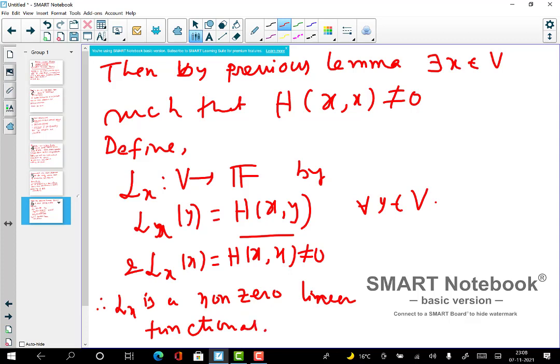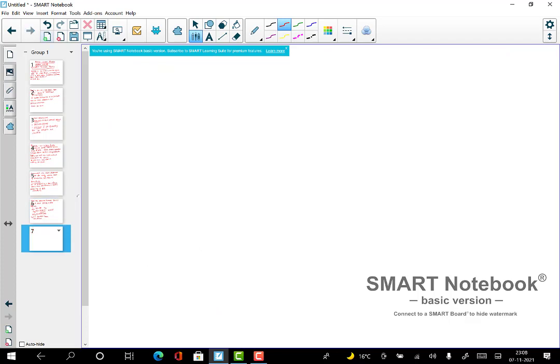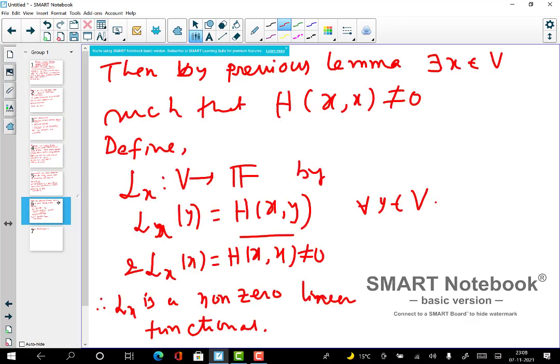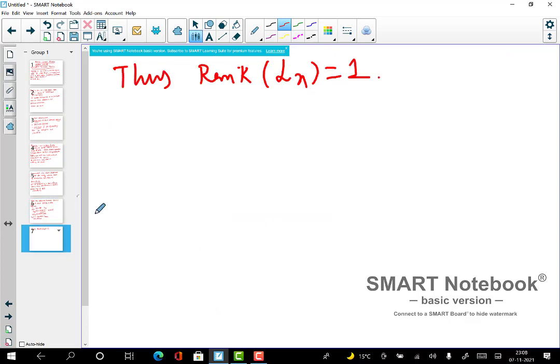Okay, this is clear. So non-zero linear functionals, what does that mean? That means the range of Lx has to be all of F, and hence the rank will be 1. Thus the rank of this Lx equals 1, right? It's clear because this is non-zero, so there will be a non-zero element inside F. So the image is one-dimensional, and hence the rank will be 1.